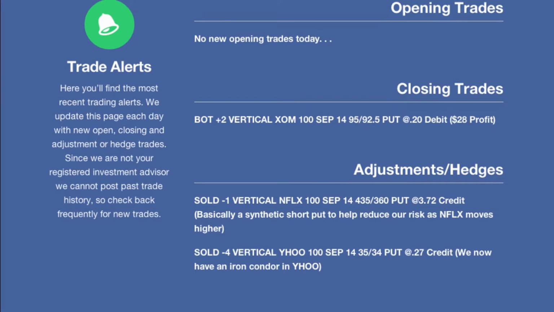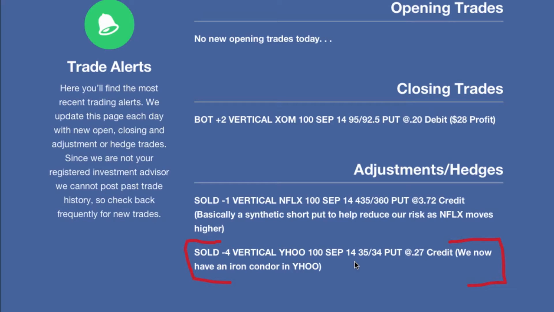Now, the next adjustment that we make is a very simple adjustment, so I'm not going to cover it too much in depth because we've made it a number of times before. But this is our trade in Yahoo. We originally had a call credit spread in Yahoo. So we had sold a credit spread above the market, assuming Yahoo would go down or implied volatility would go down. And now Yahoo is banging on the doorstep of our short strike on the top side. So what we did is go back in here and sell a put credit spread against that position to create an iron condor in Yahoo.